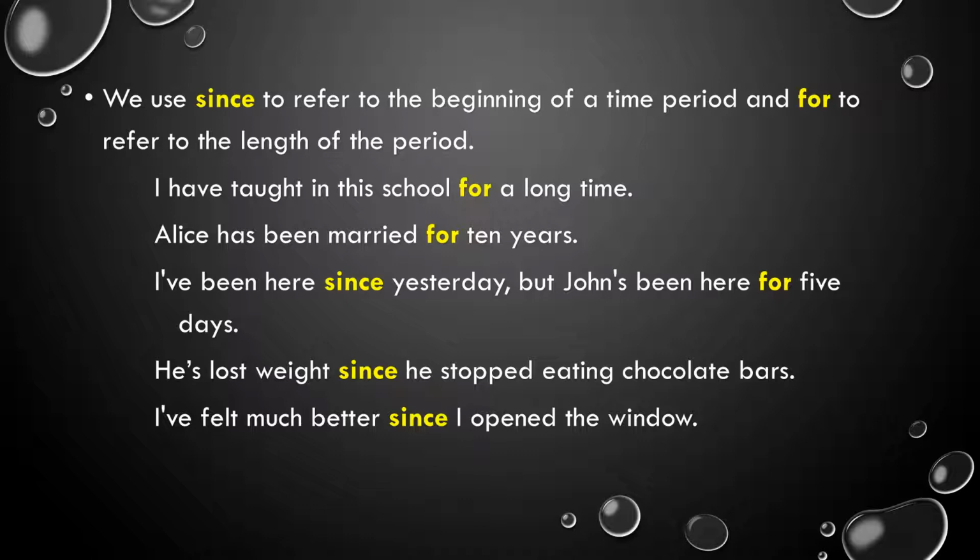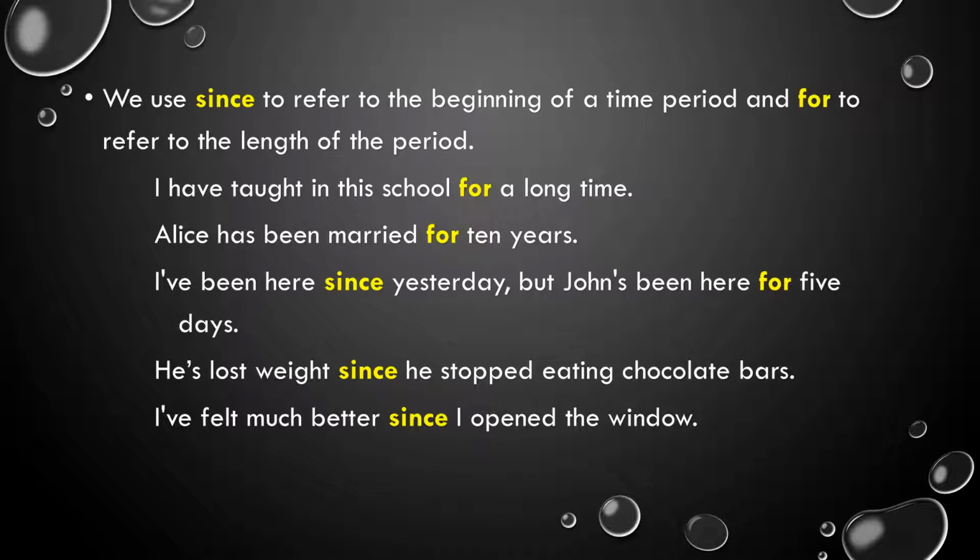We talked about since and for at the beginning of the video, but now I will be giving you more information about how to use since and for. We use since to refer to the beginning of a time period. In other words, to talk about the starting point of an action, the starting time of an action. And we use for to refer to the length of the period. What do I mean by the length of the period? We use for to talk about the duration of an action.